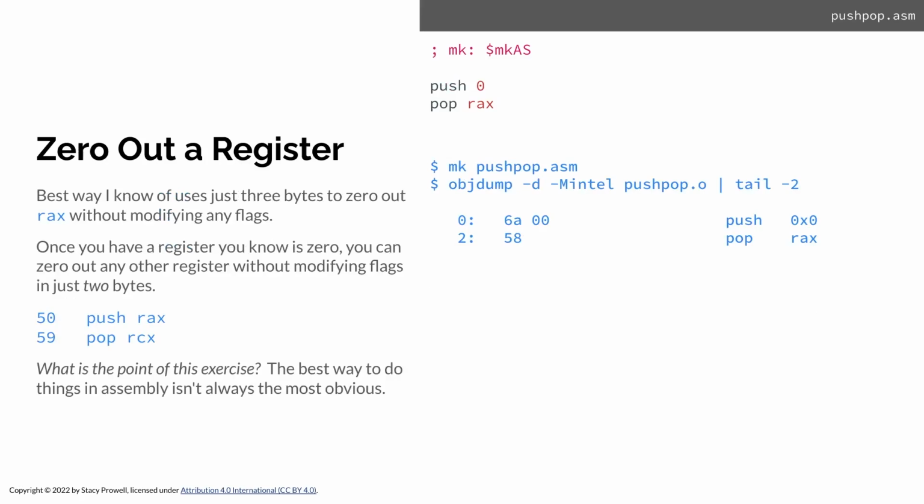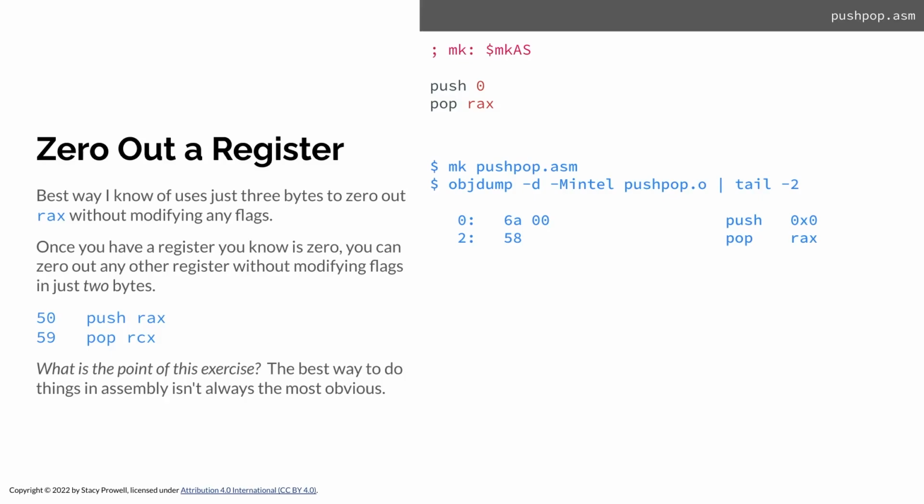The best way I know of to zero out a register without modifying any flags is the trick you see here. I can push an 8-byte 0 onto the stack with 2 bytes, and I can pop it into a register with 1, and that gives me a 3-byte method for zeroing out a register without modifying any flags. There you go. Alright, so by this point you may be asking me, what is the point of this?